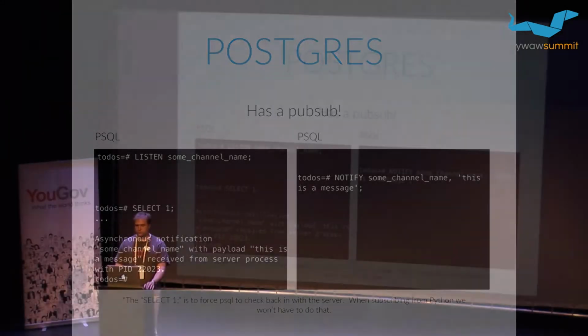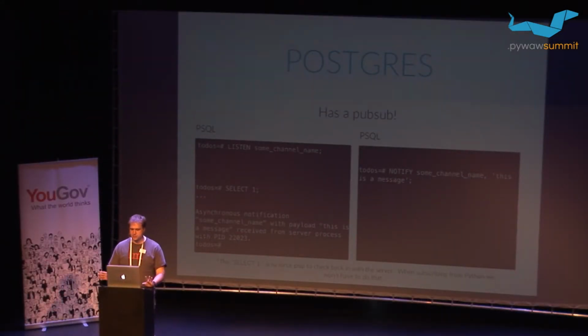Postgres, you may not know, has a pub sub built in. It takes the SQL standard and adds two commands, listen and notify. If you have a couple windows open and you type listen in one with an arbitrary channel name, and you type notify in the other, then back in your first window you can see the message coming across.